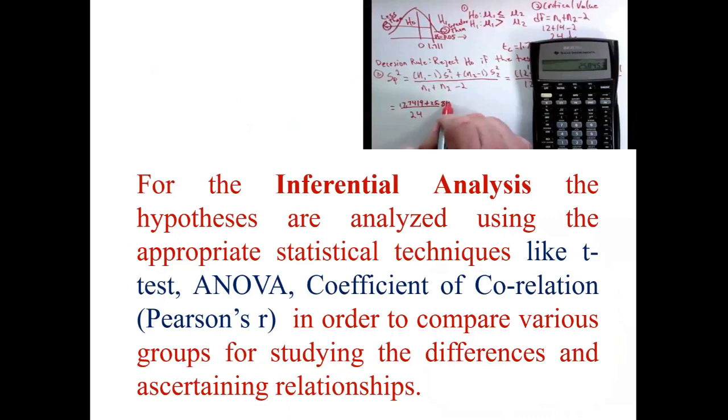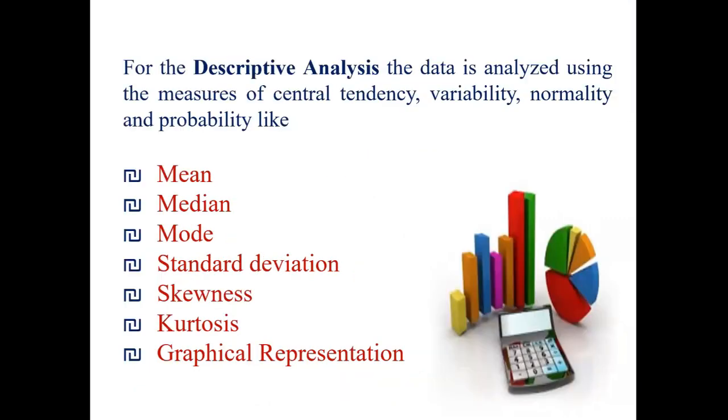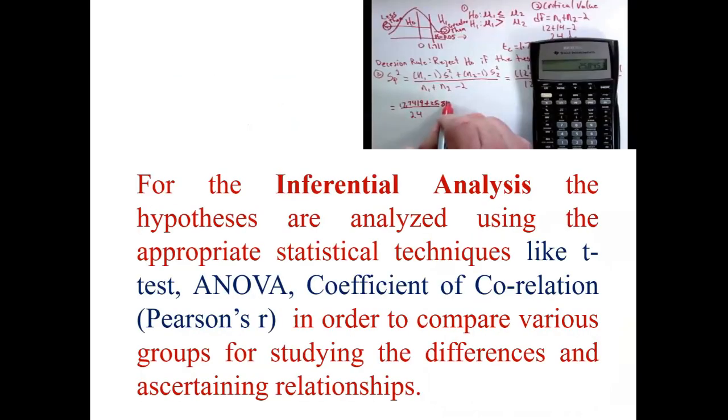So for the inferential analysis, the hypotheses are analyzed using the appropriate statistical techniques. Now, you might have understood the difference between descriptive and inferential. In descriptive, very basic things we try to first understand and we draw a conclusion for mean, median, mode, standard deviation, skewness, kurtosis. And in the inferential, we go beyond that. With the help of that mean, median, mode, the hypotheses are analyzed using appropriate statistical techniques like t-test.